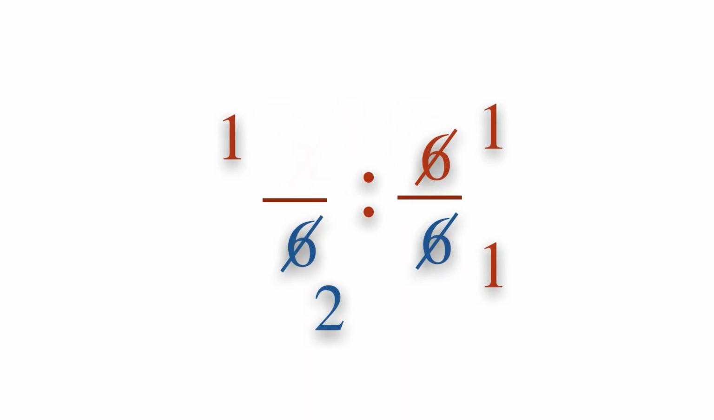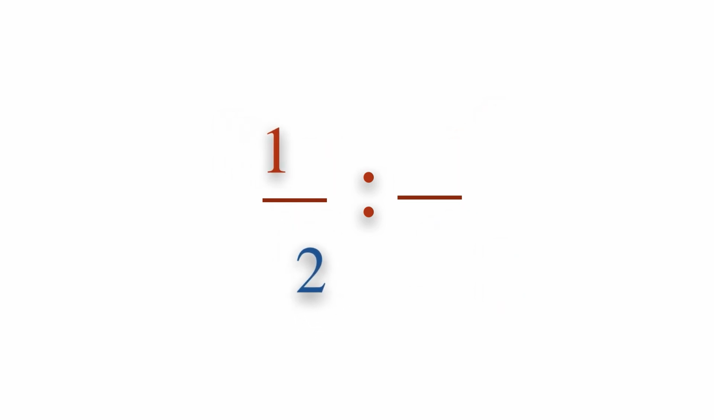If we want to write this in the form n:1, then we have to divide both sides by 6. 3 cancels 3 down to 1 and 3 cancels 6 down to 2 on the left hand side of the ratio, and 6 divides 6 to give 1 on the right hand side of the ratio. Hence the ratio is half to 1 and it's in the form n:1.